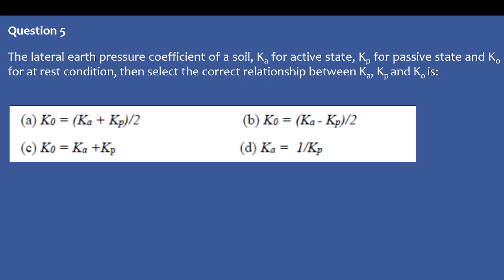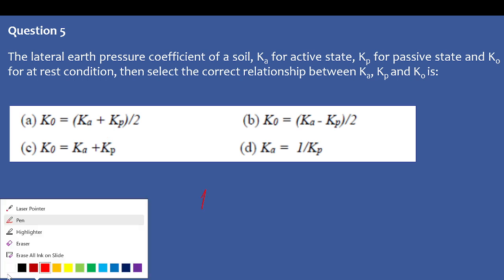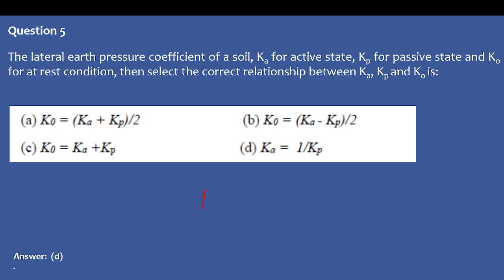Let's check the answer for this. So the correct answer is option D. So your K is equal to 1 upon K. The rest, K naught, is not the relationship between K naught, K and KP. Again, this is also not the relationship between K minus KP by 2, K plus KP. So that's all the difference.